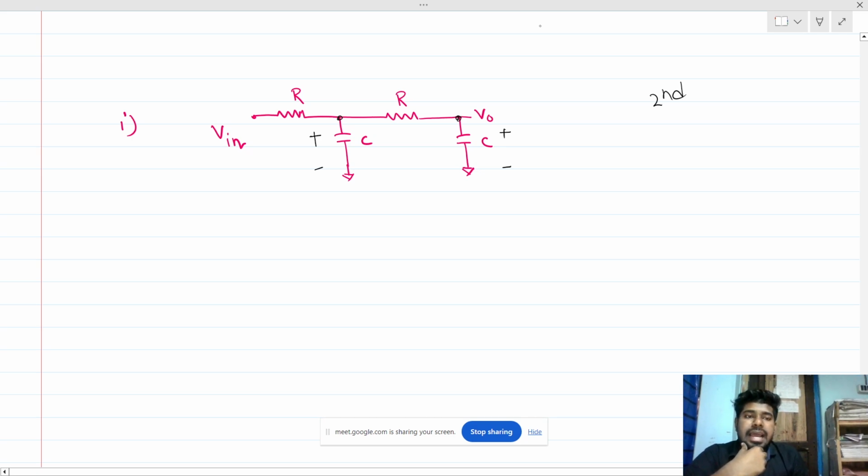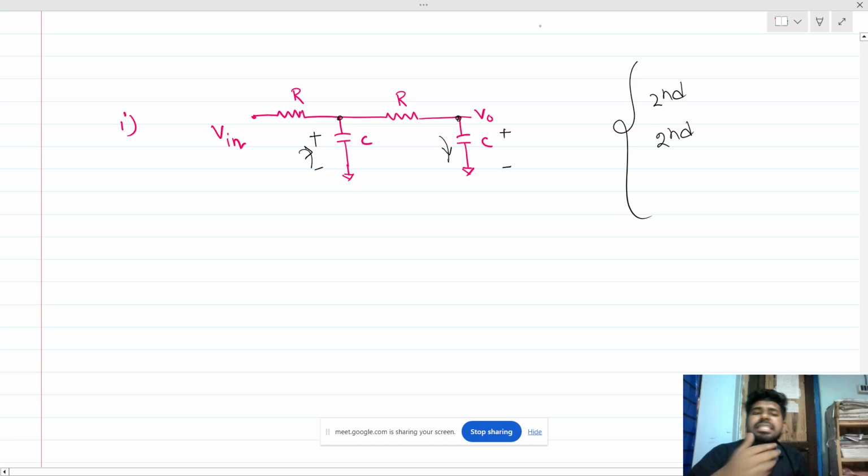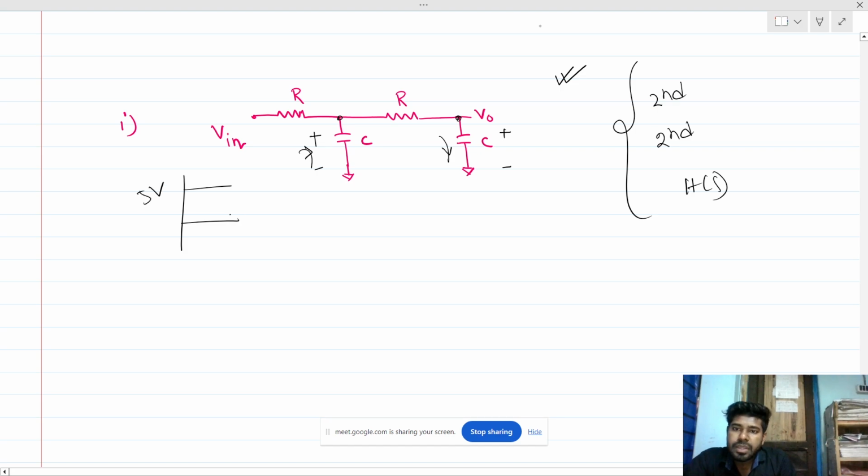Again, in a different way we can also think that the current through each capacitance is not the same, right? That means the order of the circuit must be second. So this is how we can comment on the order of the circuit. This is done. We have found the circuit is second order. Now, this is a step, right? Let's say this is a 5 volt step input.